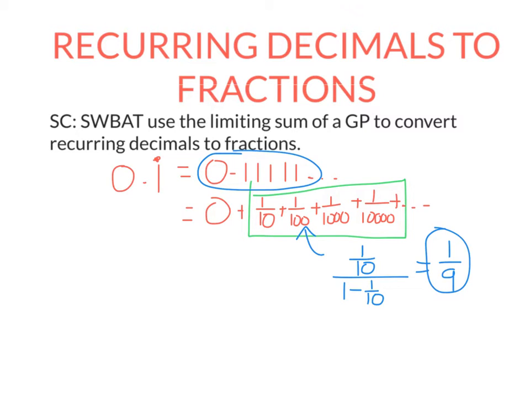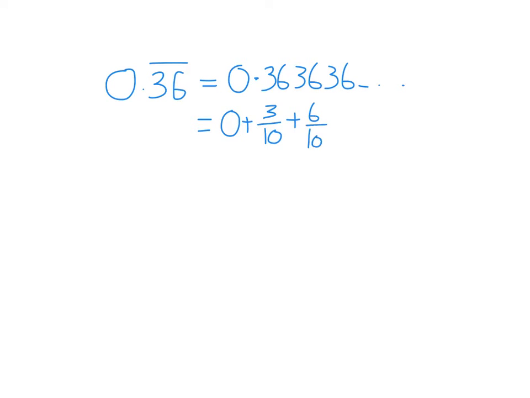So let's look at a few more examples. So let's look at the recurring decimal 0.36 recurring. So this is 0.36, 36, 36, and so on. So this would be the same as 0 plus 3/10 plus 6/100 plus 3/1000, and so on. So this would just go on forever.